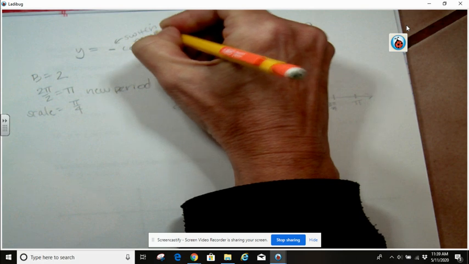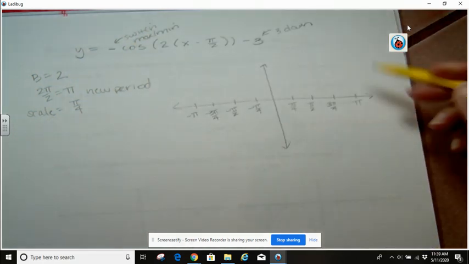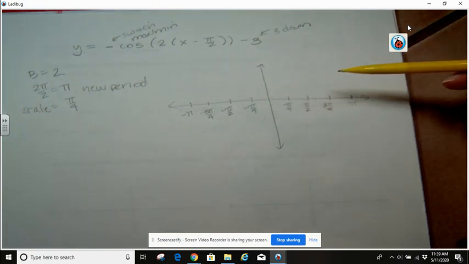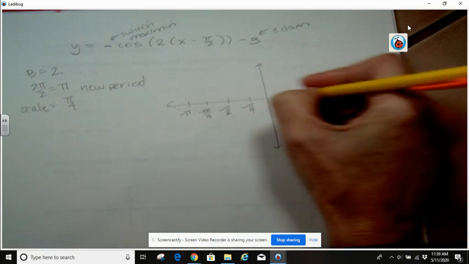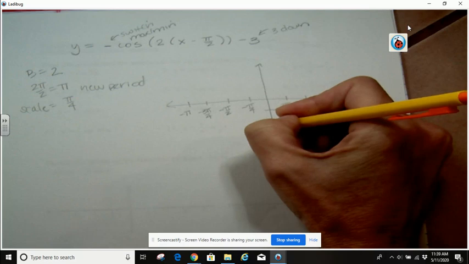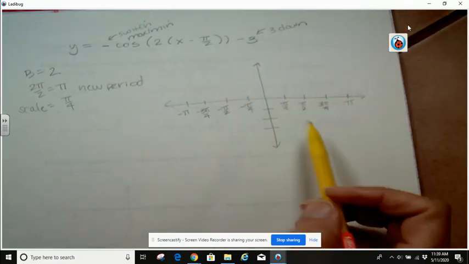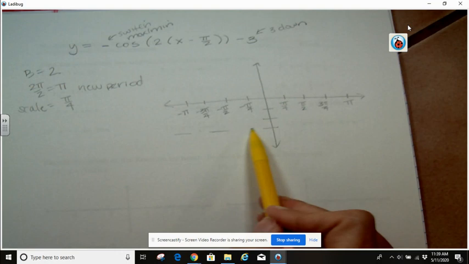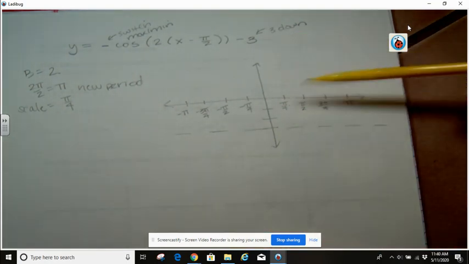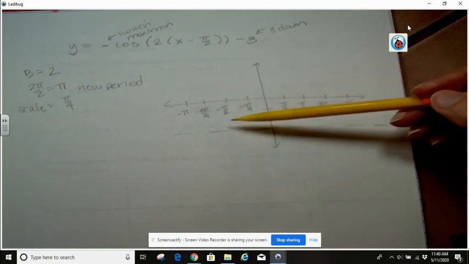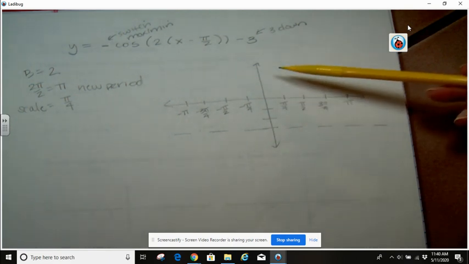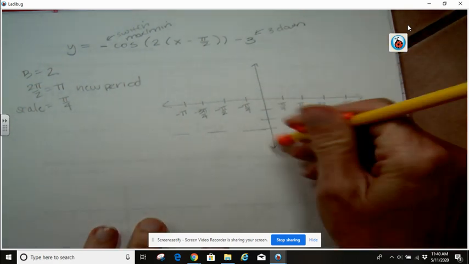So if the amplitude is still 1, that's not really going to affect how far up and down it goes. It's still just going to go 1 unit from the horizontal middle. But anything that was on the x-axis, everything's shifting down 3 here. So I'm going to shift down 3 from the x-axis. And I always like to put a horizontal dotted line. It's not an asymptote. It's just reminding me that anything that was on the x-axis now is going to be down here.